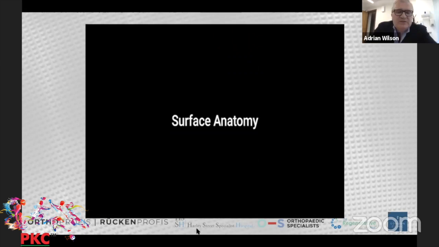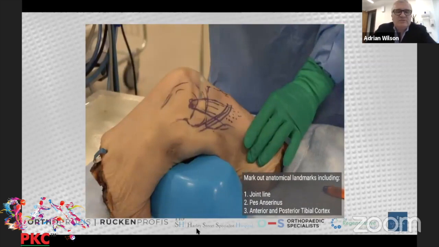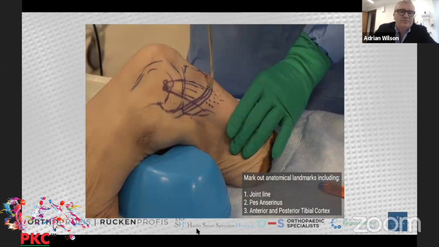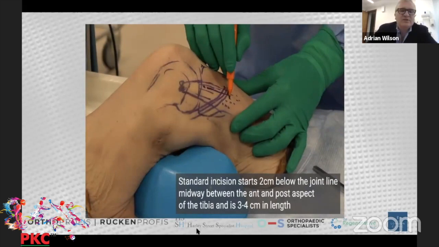So what about the surface anatomy? So we've marked out the back of the tibia and the joint line. We can see the femoral condyle. We can see the MCL, superficial MCL. We can see the pes coming in. So in terms of the surgical approach, Kristian likes a very slightly oblique incision, moving from slightly posterior to anterior. And again, 2 to 3 centimeters below the joint line.